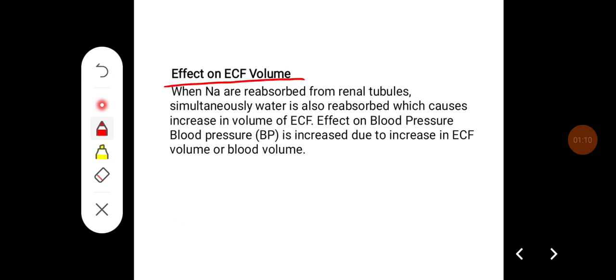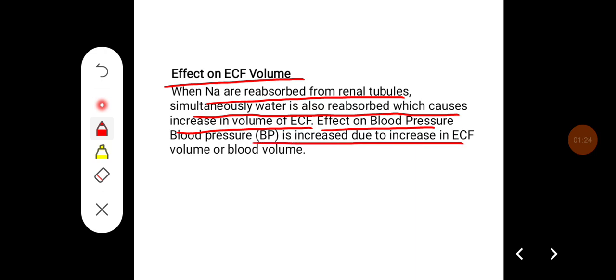Their effect on the extracellular fluid volume: when sodium is reabsorbed from the renal tubules, water is also reabsorbed simultaneously, which causes an increase in the volume of extracellular fluid. Their effect on blood pressure is that it is increased due to the increase in extracellular fluid volume and blood volume.